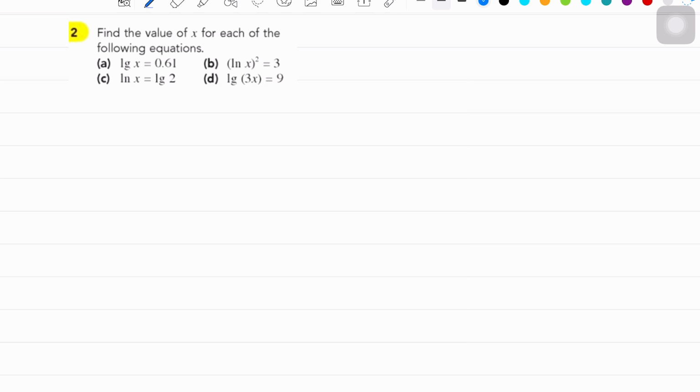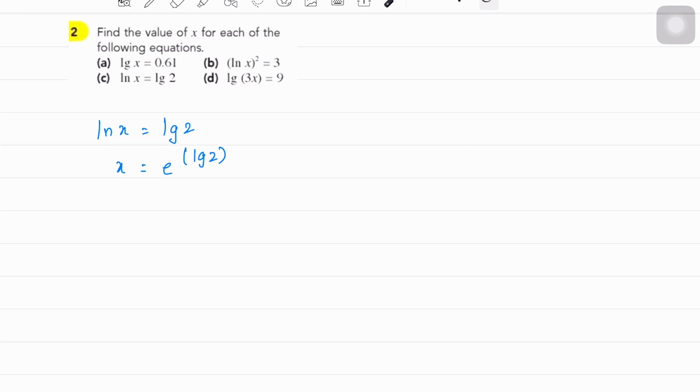This is natural log of x equals log of 2. Right side is log to the base 10, and left side is natural log of x. So we have to be a little careful. So writing it in index form, we can write this as x equals e raised to log 2. Very important, log 2 is log to the base 10, and if you substitute the values, we'll get the answer, which is 1.35.